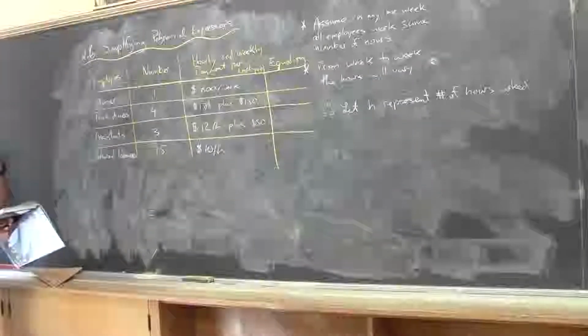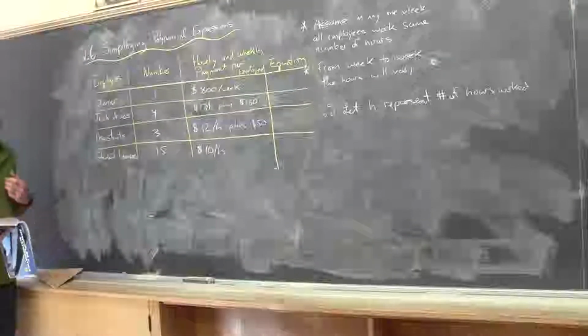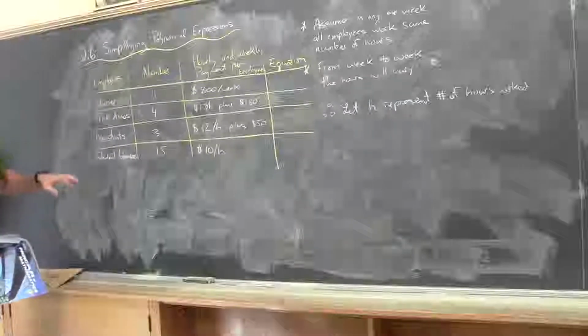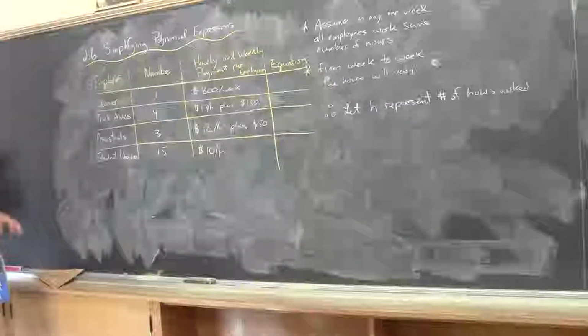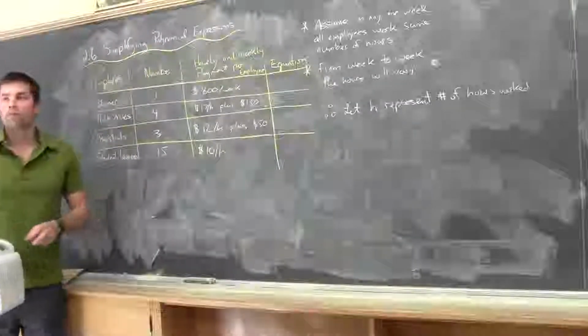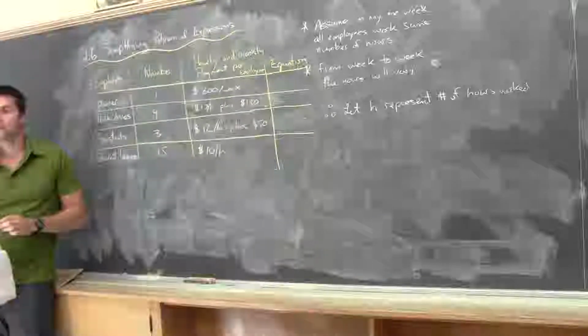Okay, this is 2.6 in your textbook, page 119. We're looking at simplifying polynomial expressions. Who can remind me, please, what a polynomial expression is?